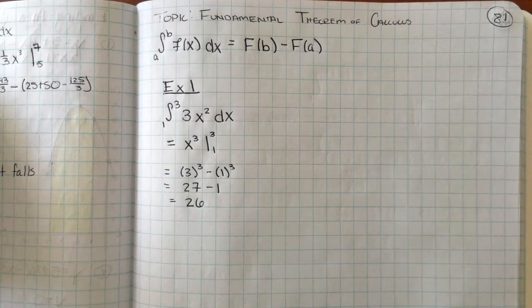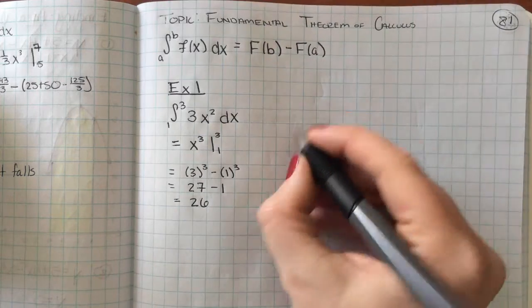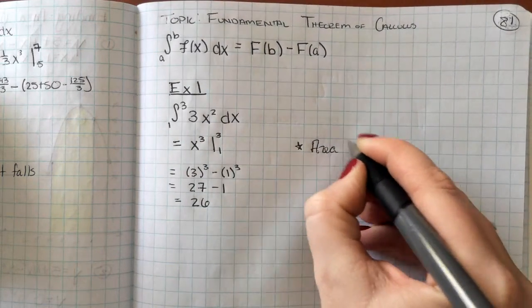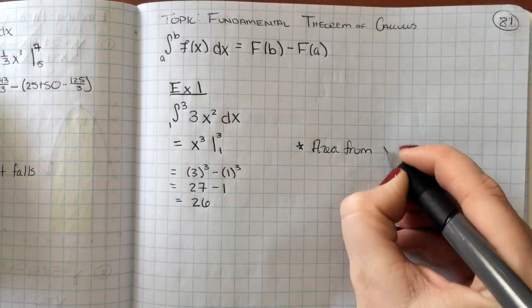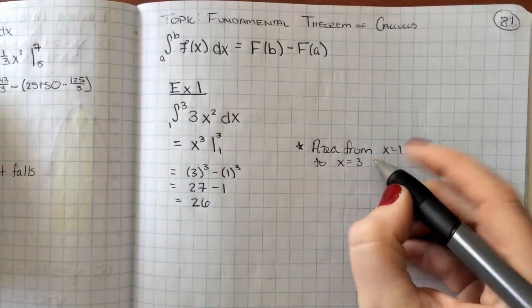And again, Jennifer quickly reminded us on the last problem, what does this represent? Area under the curve. This is the area from where to where? From 1 to 3. Okay? So just reminding us, this is the area from x equals 1 to x equals 3 of the curve.